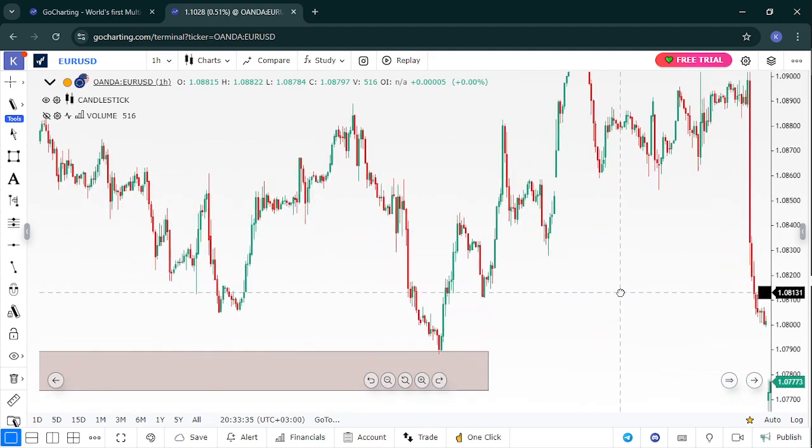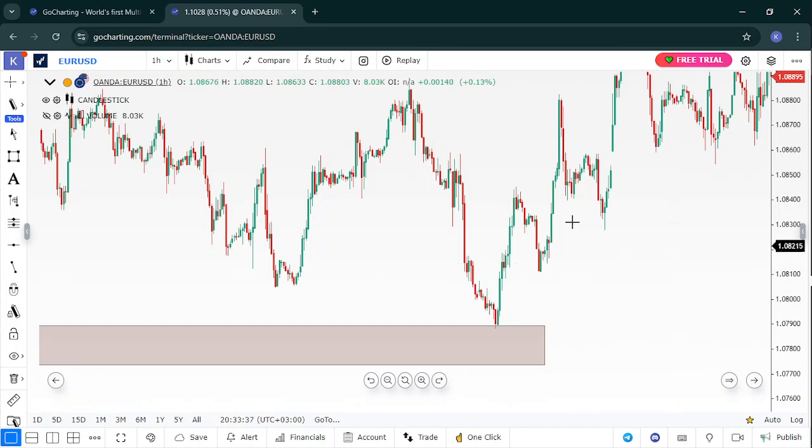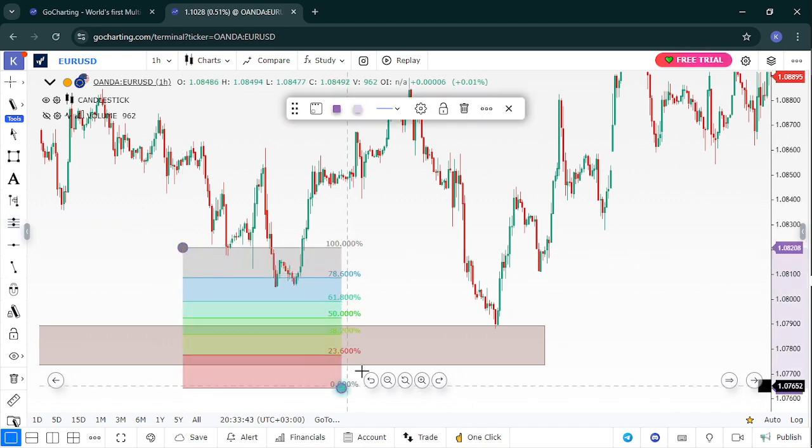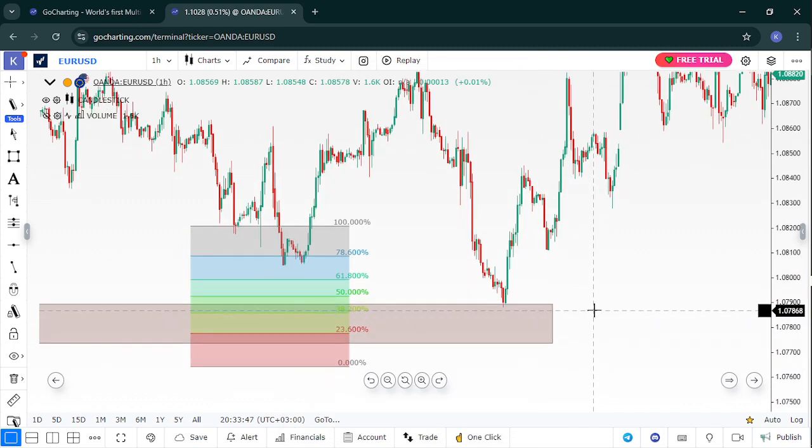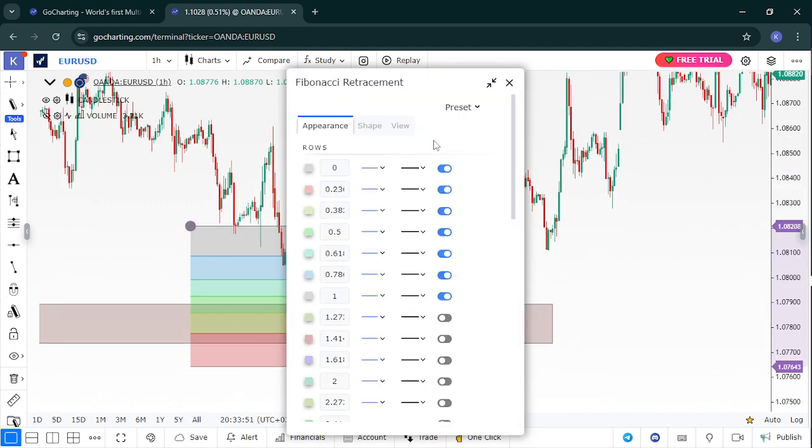So what we have to do is to use Fibonacci retracement. I want to show you that. For example, let me just do this. In the first place, I want to see the settings that are in Fibonacci retracement. Let us see the settings in Fibonacci retracement. We have this 0.23, this one. It's now expressed in percentage.